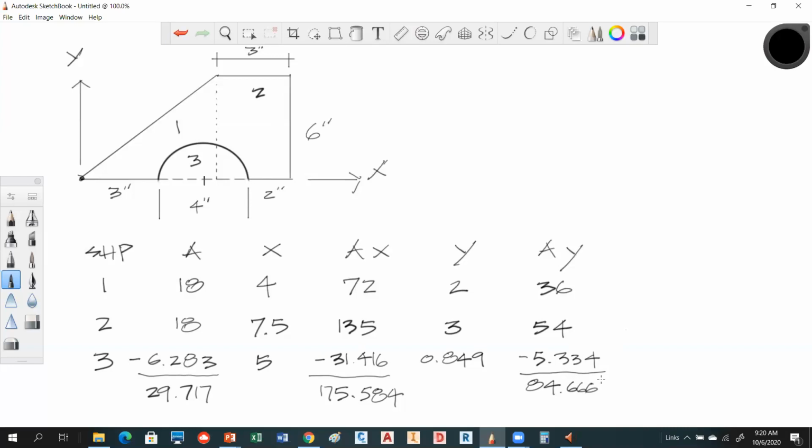Yeah. All right, so now we just do our divisions. So we have the x bar distance, which is your summation of your Ax's divided by your area. So we have 175.584 divided by 29.717.